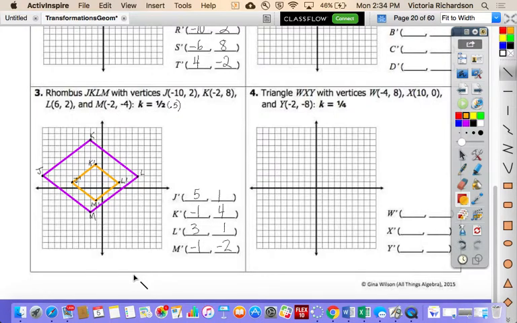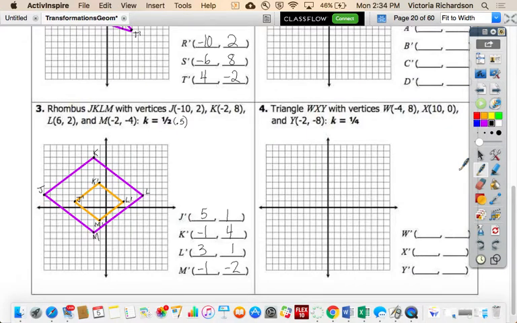So you're going to do number 4, and your scale factor is 1/4. And instead of 1/4, you can change that to a decimal and do 0.25. Remember to change from a fraction to a decimal, take the top number and divide it by the bottom, and you can use your calculator to do that.